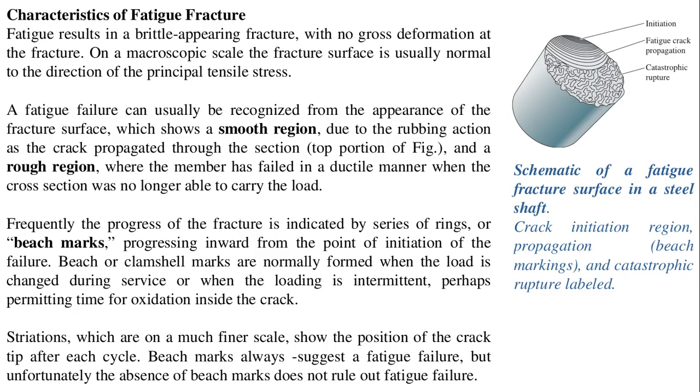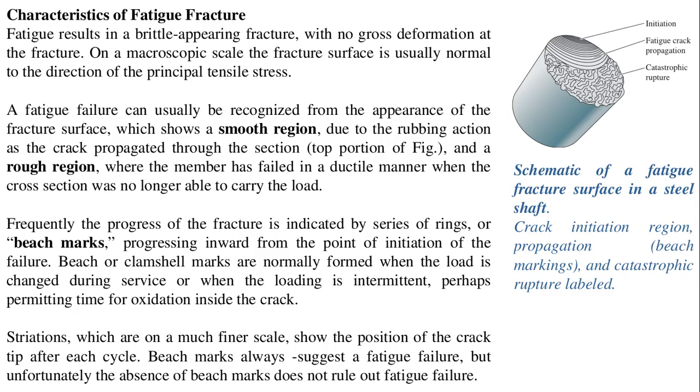A smooth region, due to the rubbing action as the crack propagated through the section, top portion, and a rough region, where the member has failed in a ductile manner when the cross-section was no longer able to carry the load. The progress of the fracture is indicated by a series of rings, or beach marks, progressing inward from the point of initiation of the failure. This can be observed in the smooth region.